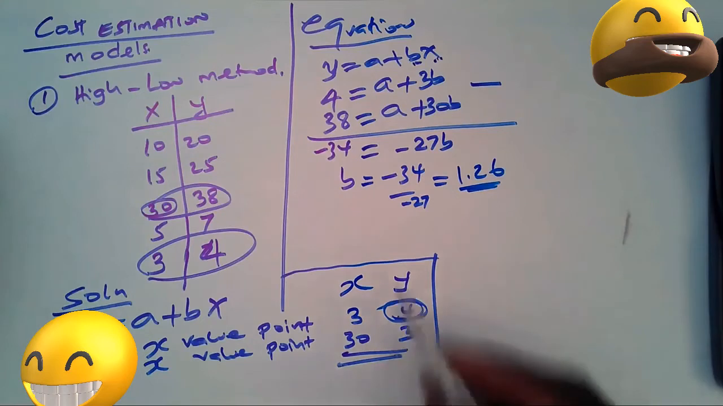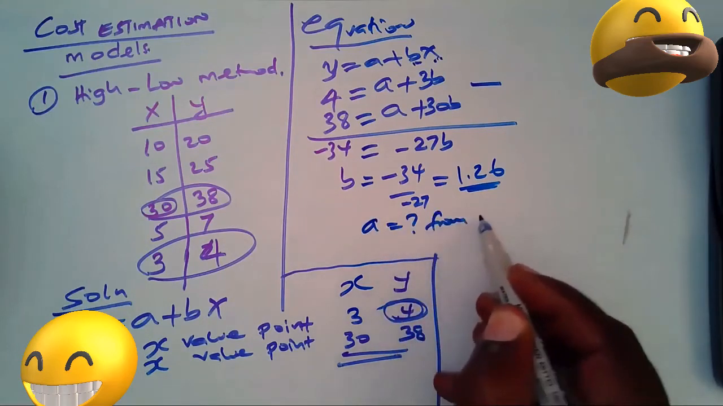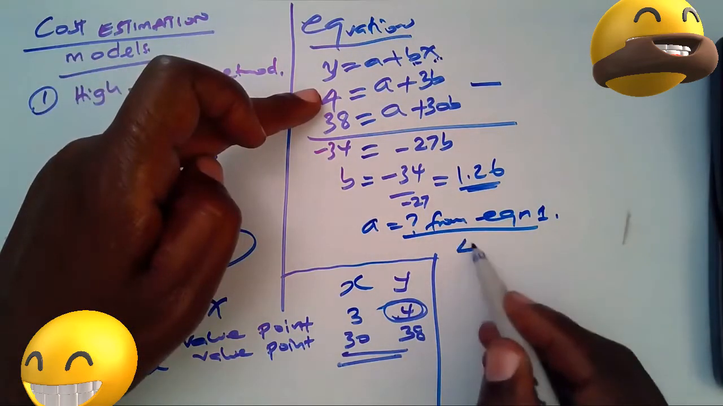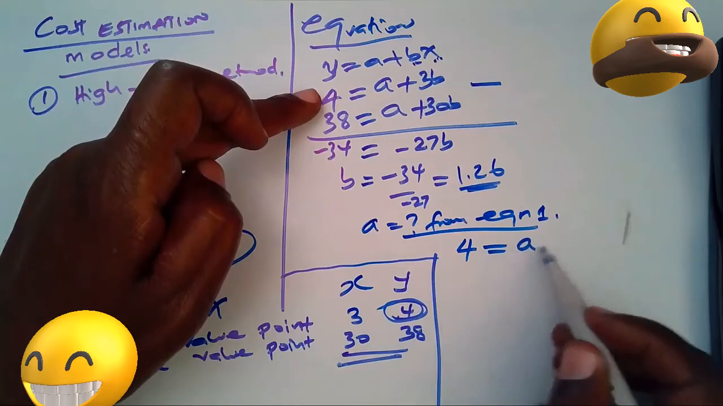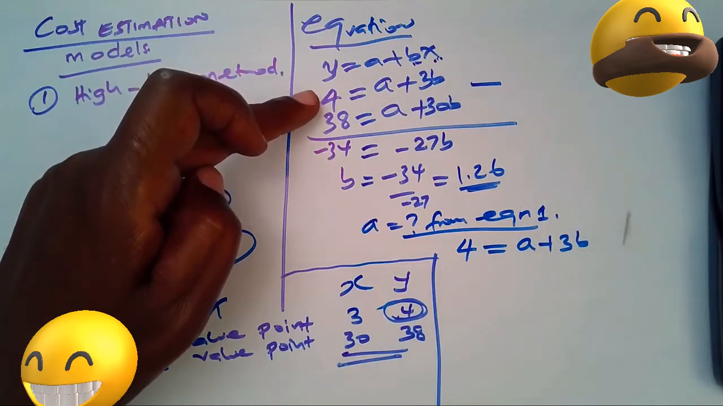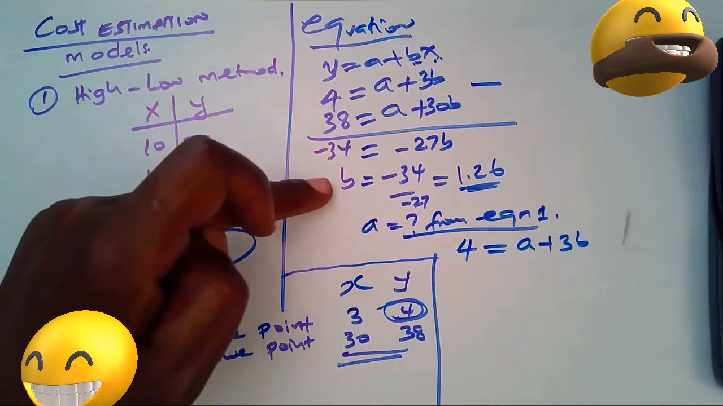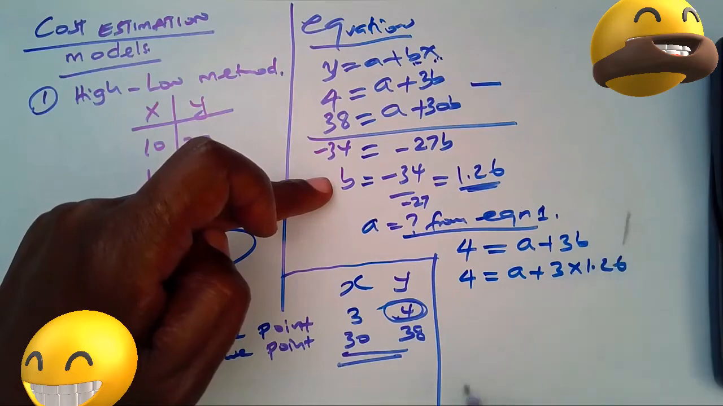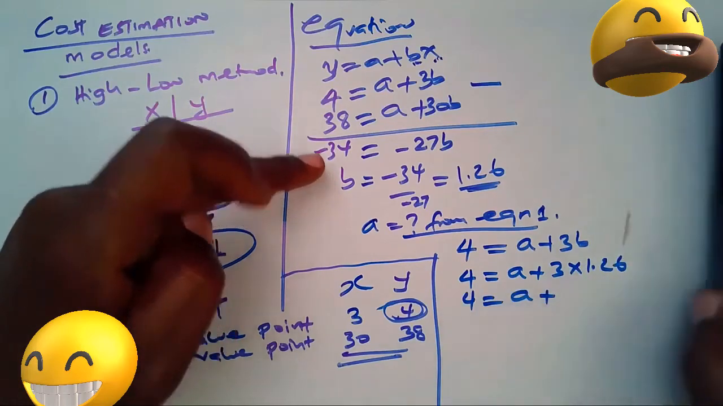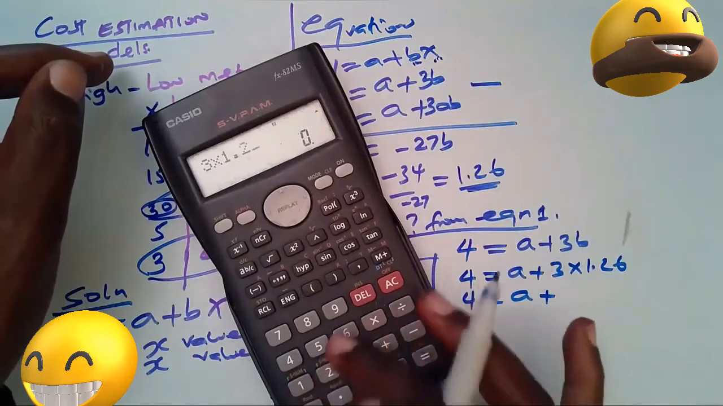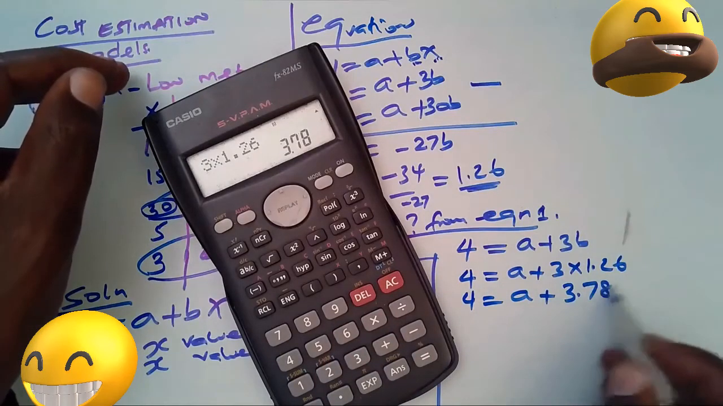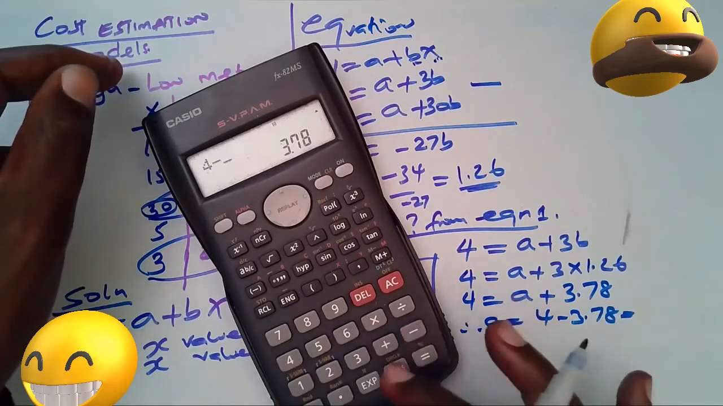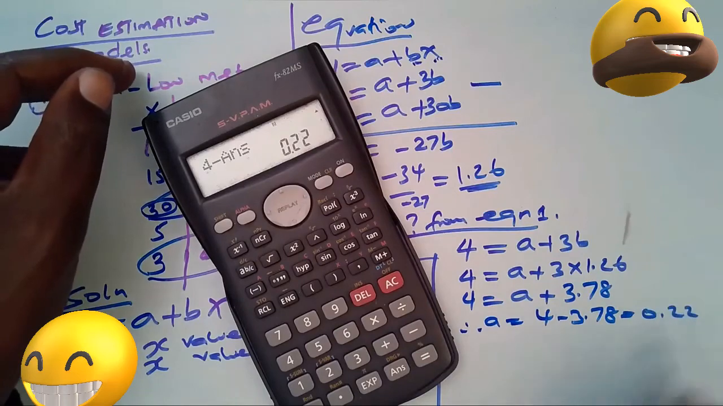Now the moment I get b, I should be able to get a from any of those equations. The first one, call it equation 1. Equation 1 reads 4 equals a plus 3b. And we happen to know the value of b. Therefore 4 will be equal to a plus 3 times 1.26, which gives us 3.78. Therefore a will be 4 minus 3.78, which gives us 0.22.